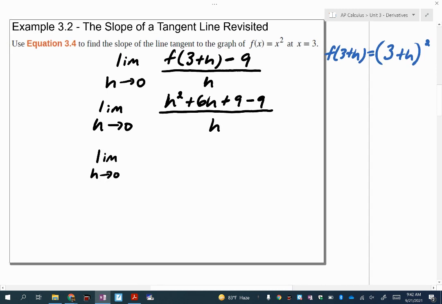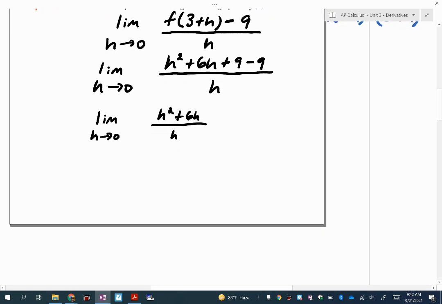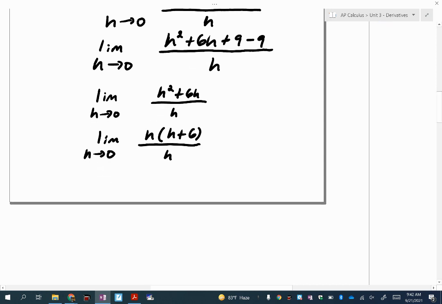And we have h squared plus 6h over h. But here's the problem. If I try to plug in 0 for h right now, I'm going to get 0 in the top and the bottom. But you should hopefully notice that we can factor an h out of the numerator. And so those h's cross out, and I'm left with the limit as h approaches 0.